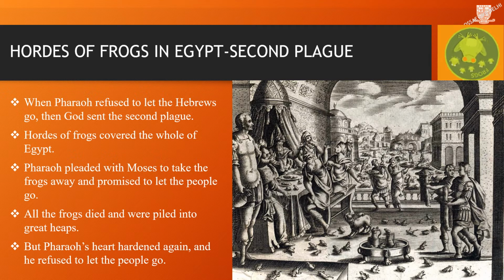So Moses agreed, and all the frogs died, and they were piled into great heaps. As per God's command, the frogs all died and were piled into great heaps. But after that, Pharaoh's heart hardened again. Even after the frogs died, he forgot the promise that he had made to Moses, and he once again refused to let the people of Israel go.